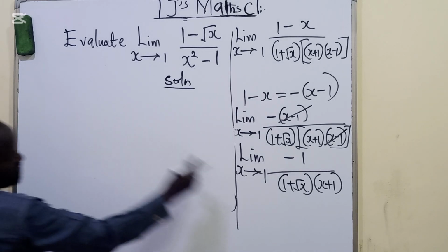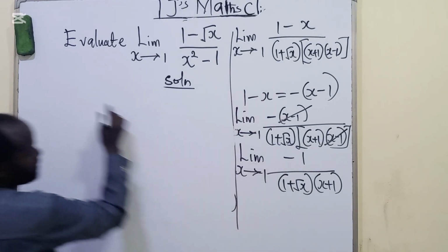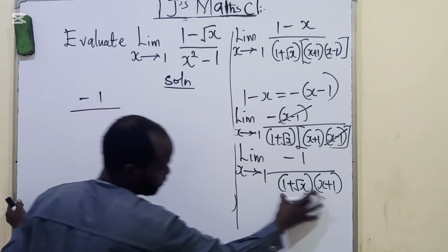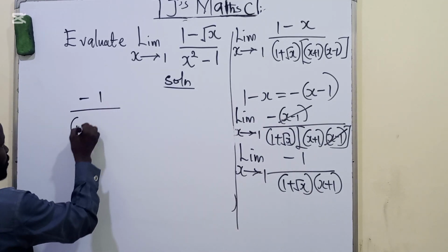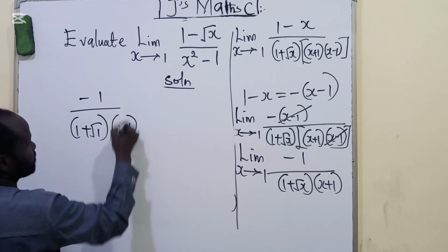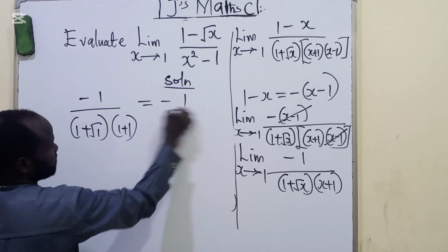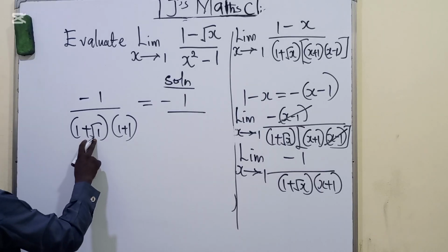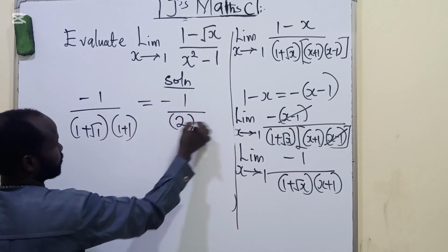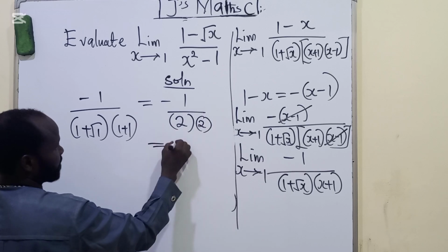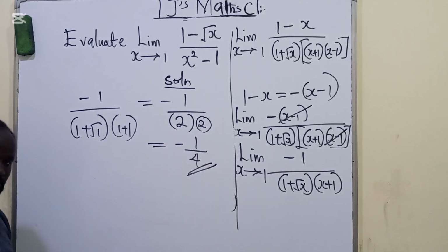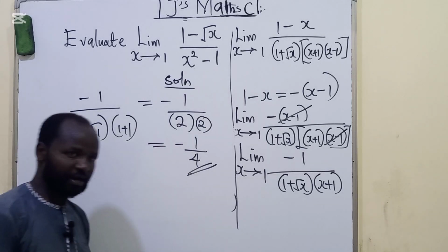The limit now as x approaches 1 will be minus 1 divided by, anywhere we see x we put 1: (1 plus root 1) times (1 plus 1). This will now be minus 1 divided by, the square root of 1 is 1, so 1 plus 1 is 2, multiplied by 2. That will be minus 1 divided by 2 times 2, which is 4. So the solution will be minus 1 divided by 4.